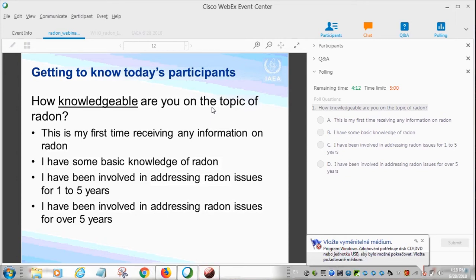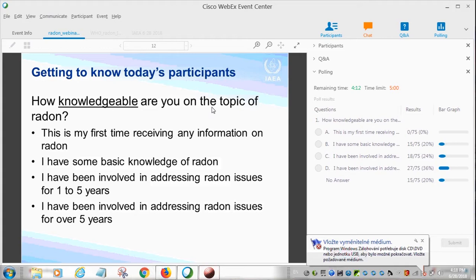It looks like this time around everyone has a little bit of experience with radon, and predominantly have been in radon for at least a year or more.